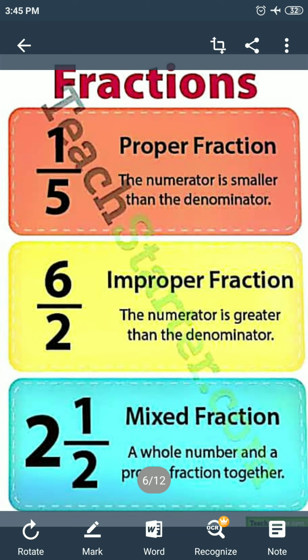Mixed fraction. A mixed fraction is a combination of two things, one is a whole number and the other is a fraction. Here 2 is a whole number and 1 by 2 is a fraction. So a combo pack is 2 1 by 2. It is known as a mixed fraction.